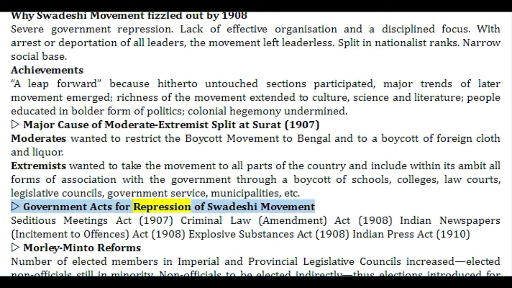Government Acts for repression of the Swadeshi movement: Seditious Meetings Act, 1907, Criminal Law Amendment Act, 1908, Indian Newspapers (Incitement to Offences) Act, 1908, Explosive Substances Act, 1908, Indian Press Act, 1910. Morley-Minto Reforms.